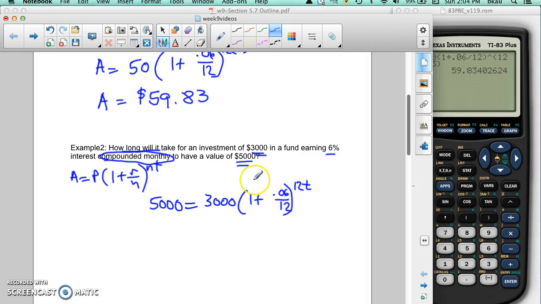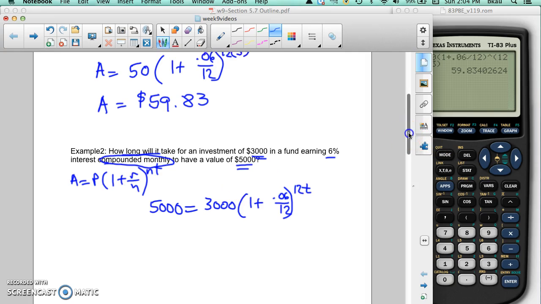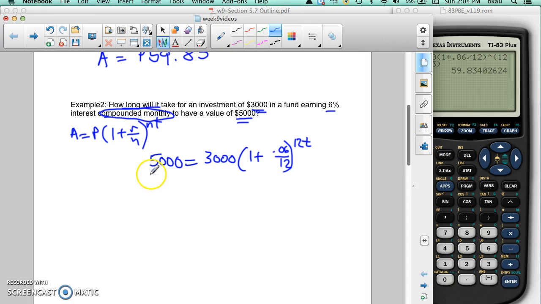So we're going to use logarithms to solve this. My first step here would be to divide by the 3000 to make it a little simpler. So if we divide both sides by 3000, we get 1 plus 0.06 over 12, to the power 12t, equals, we can reduce this, I'm just going to write it as a fraction, 5 over 3. I don't want a mixed number or a decimal there yet.